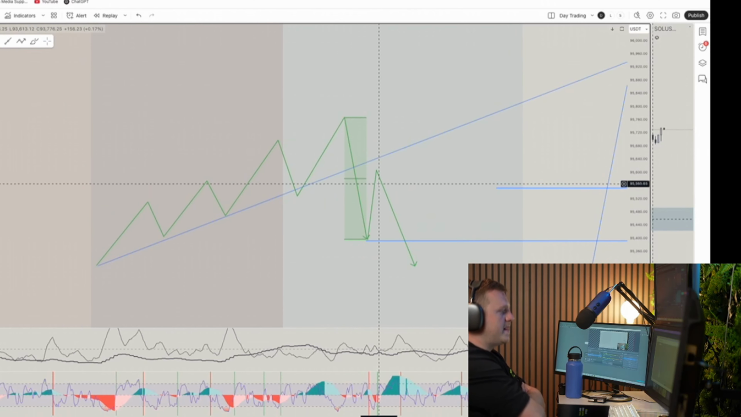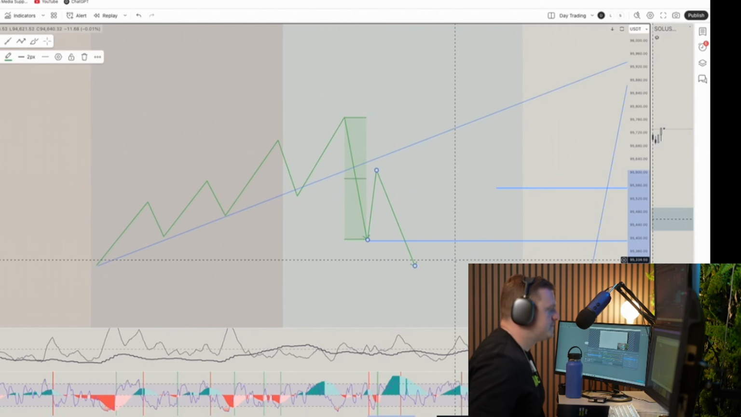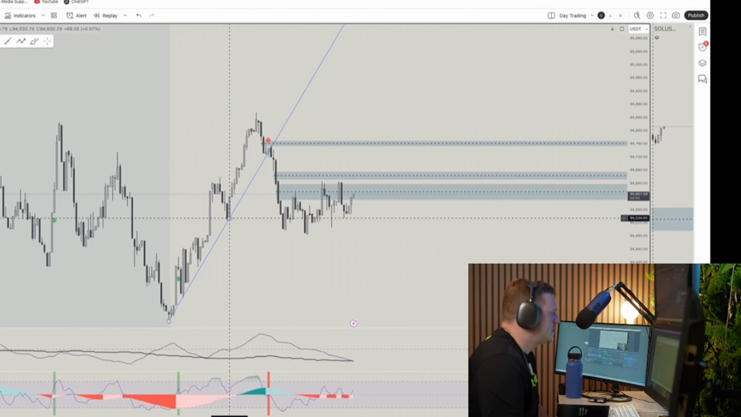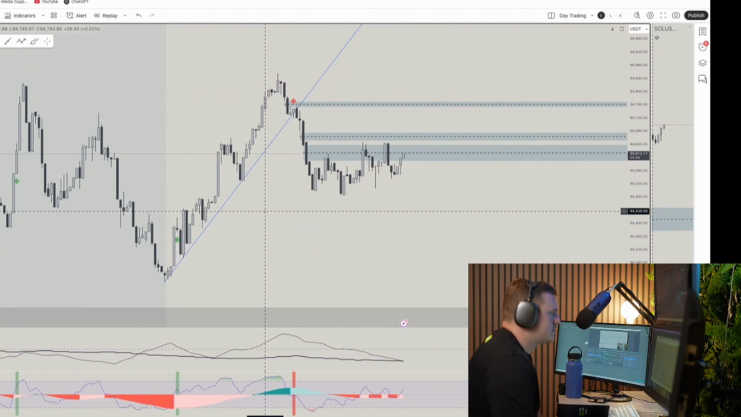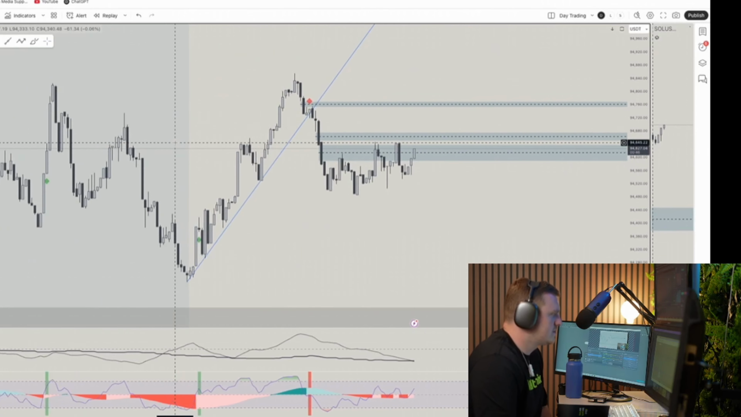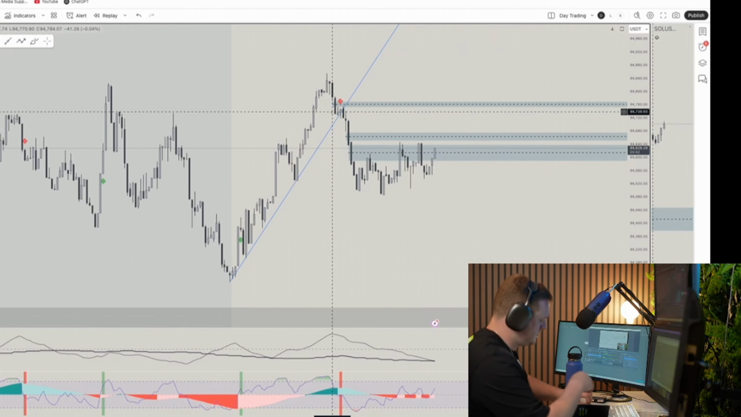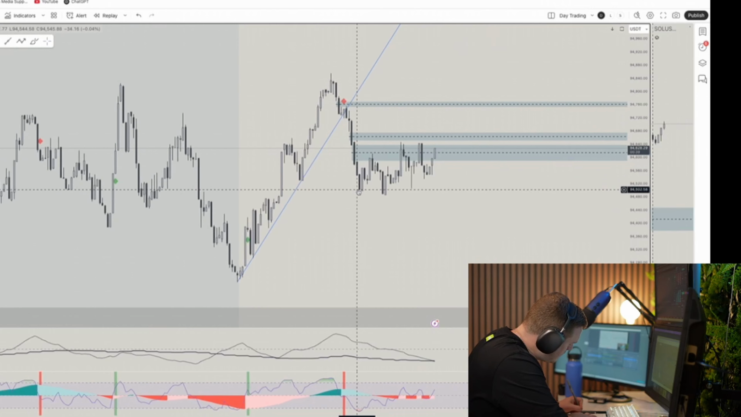Could you go back to the price action right now? And could you just draw that up for us real quick? Yes. So we see we're on our uptrend. It's a pretty solid uptrend. We see it changing character, breaking this trend line.